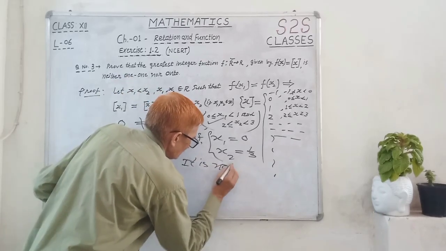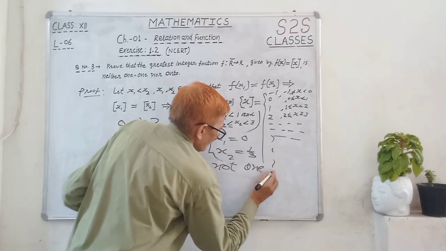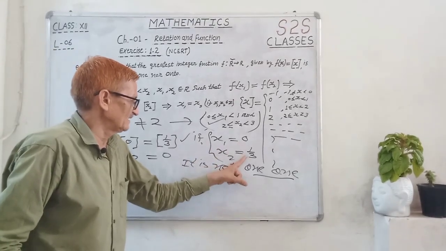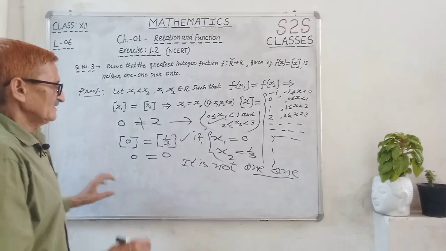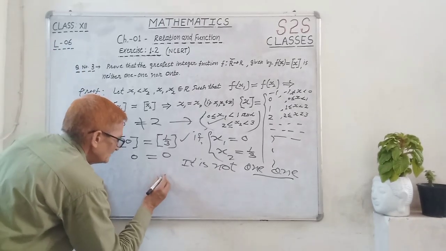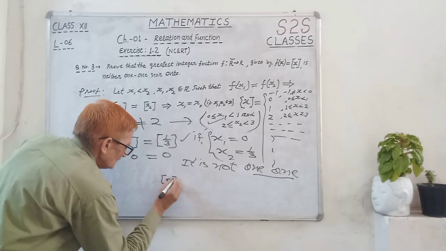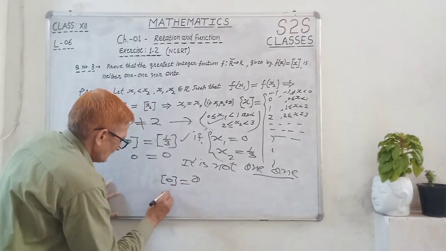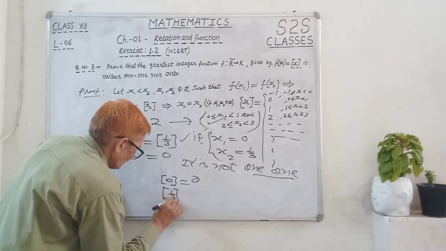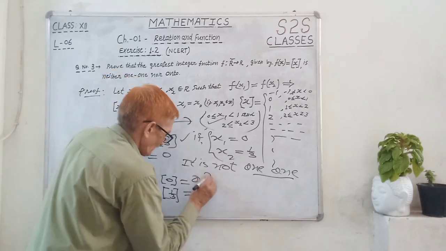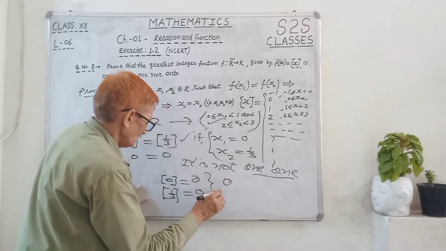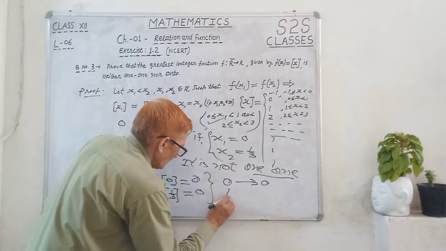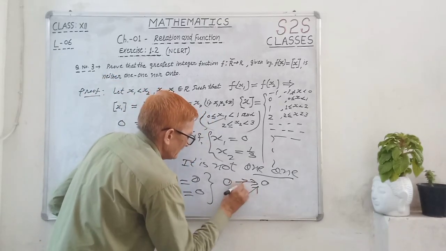It is not 1/1. It is many one. Why? Because different x1 and x2 are taken and the image is the same. So the greatest integer of 0 is 0, and the greatest integer of 1/3 is also 0. From this example, element 0 is associated to image 0, and 1/3 is also associated with 0, so it is many one.